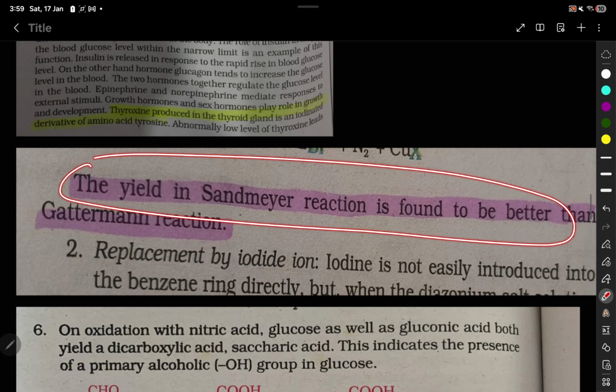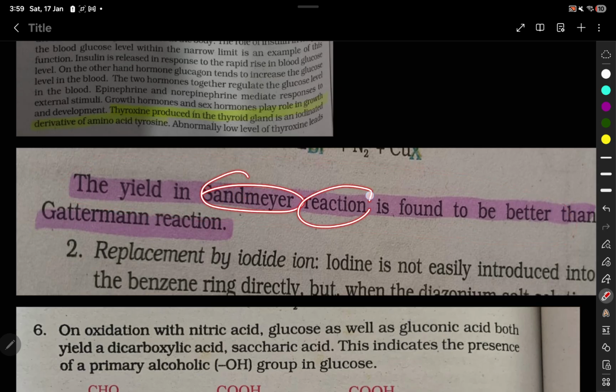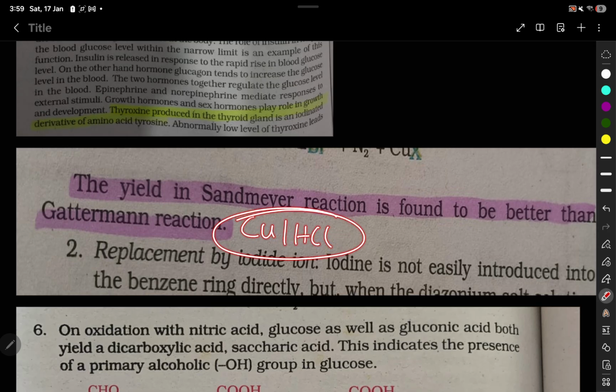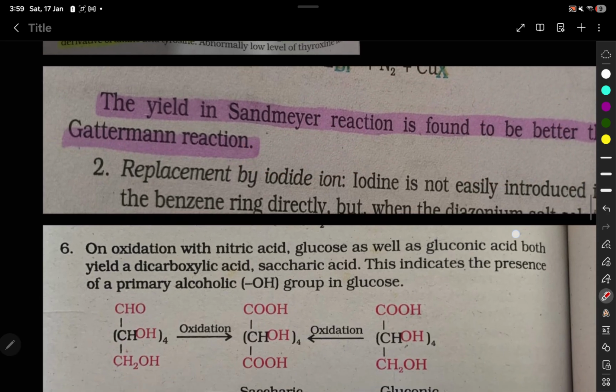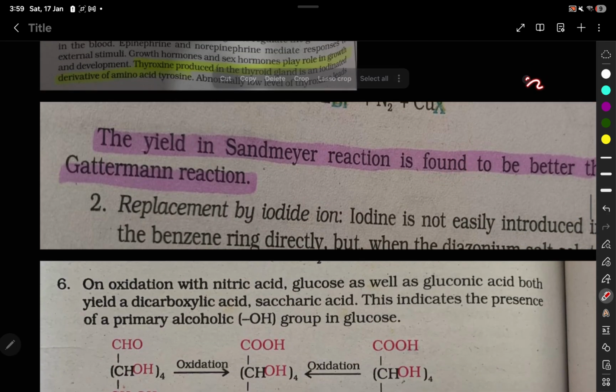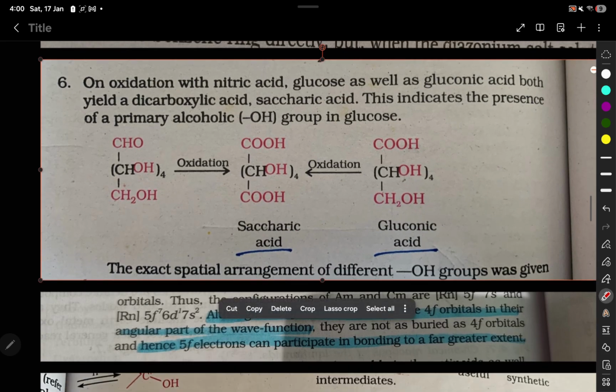One thing that we have to remember is the yield in Sandmeyer reaction is found to be better than Gattermann reaction. And you know that Gattermann reaction is Cu and HCl. Okay, but Sandmeyer reaction is Cu2X2 salts, or even CuCN. Or I think it could be KCN also. I don't remember, but just check that in NCERT.